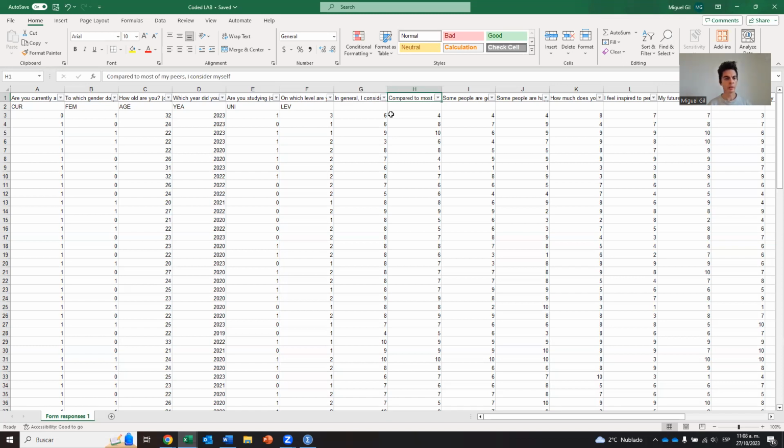So as you can see here, we have another question that is a bit similar. It's also about happiness. Compared to most of my peers, I consider myself happy or not happy. And then you have some people are generally happy. To what extent does this characterization describe you? And another question. We actually have 4 questions for happiness. So the first thing that I want to do is to write HA for happiness, HA1. HA2 will be the next one, HA3, and HA4.